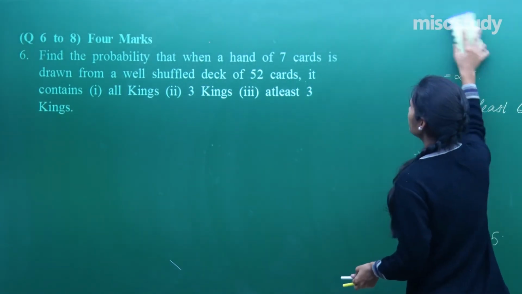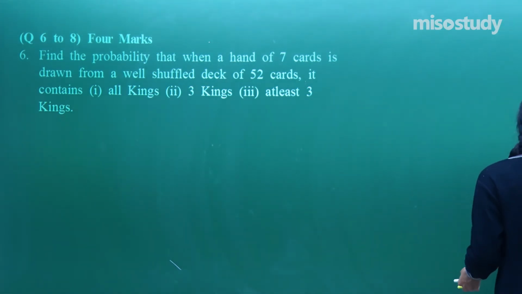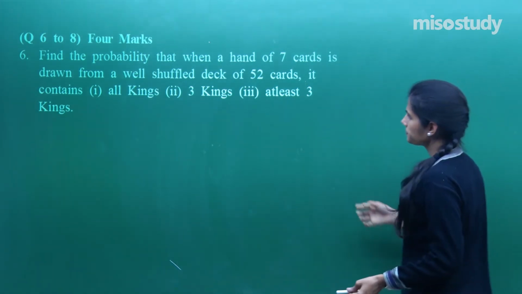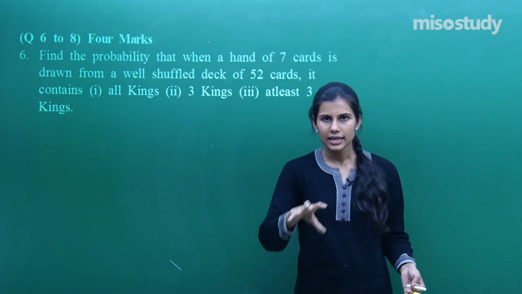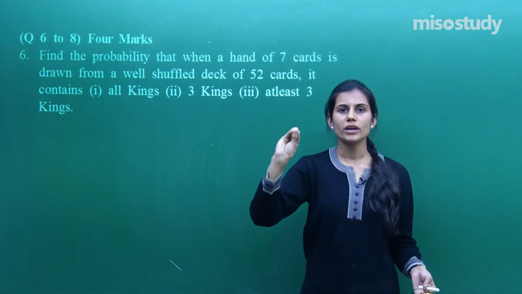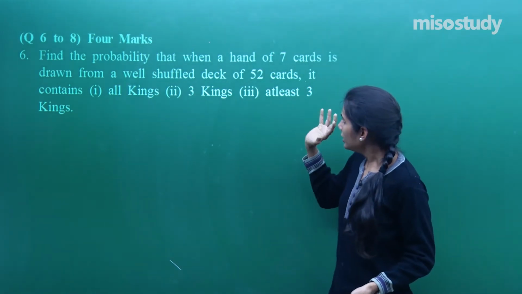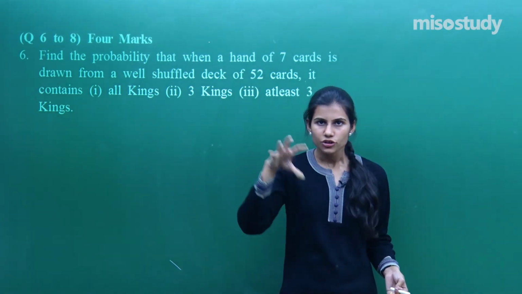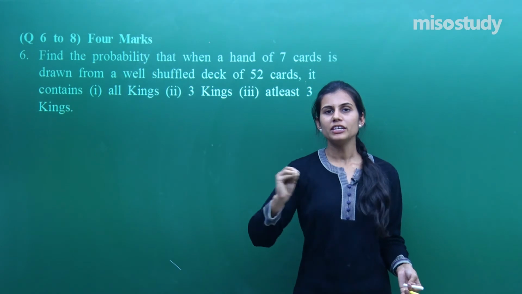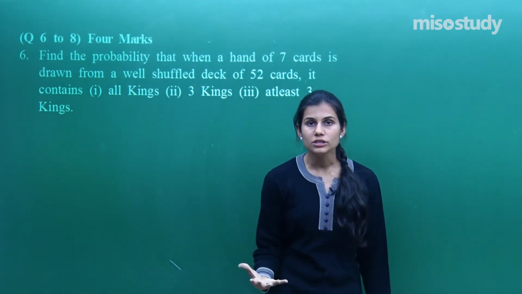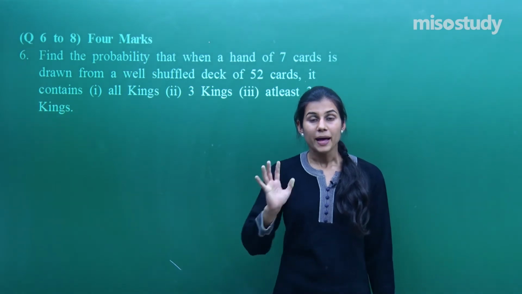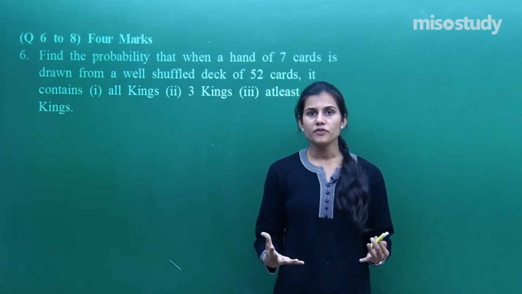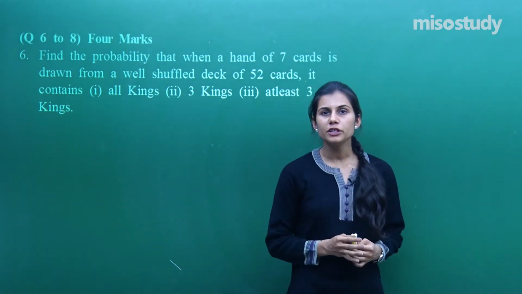Moving to the next, we have: find the probability that when a hand of 7 cards is drawn from a well shuffled deck of 52 cards, it contains all kings, 3 kings, at least 3 kings. Okay. So one hand is being inserted in this well shuffled deck of 52 cards and you are in one go in that hand withdrawing 7 cards. Fine. Now first of all, let's talk about the number of elementary events in my sample space. You are withdrawing 7 cards in one go from a well shuffled deck of 52 cards. How many possible outcomes can be there of these 7 cards being withdrawn? That means in how many ways can you draw 7 cards out of 52 distinct cards?